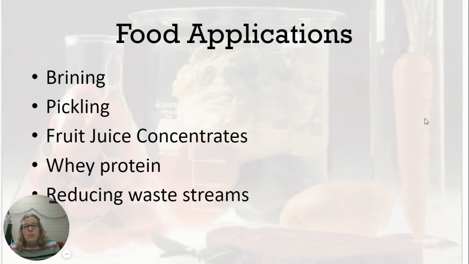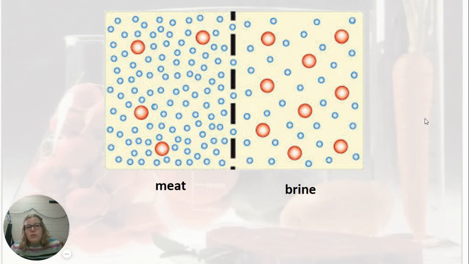We're going to talk about brining and pickling. So when we talk about brining, it is a situation where they take a piece of meat and then you put it into a solution that's got some salt water and stuff like that.